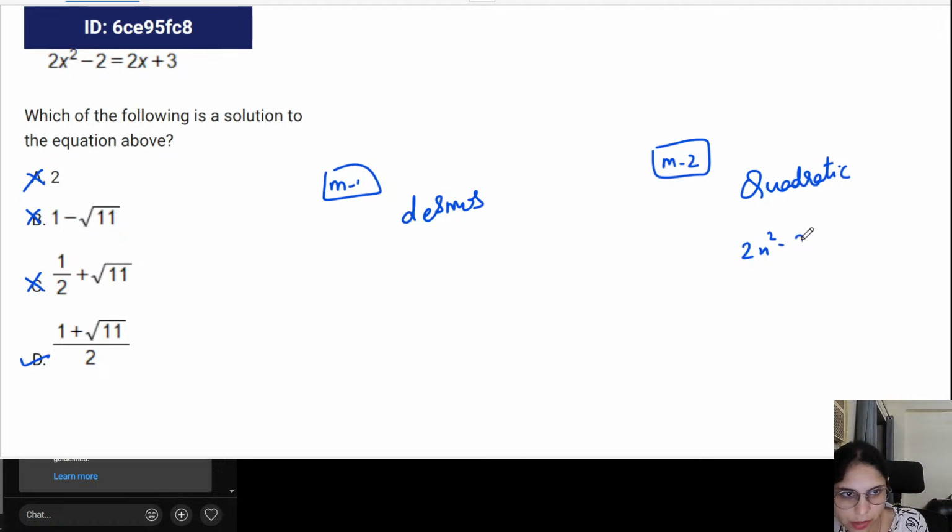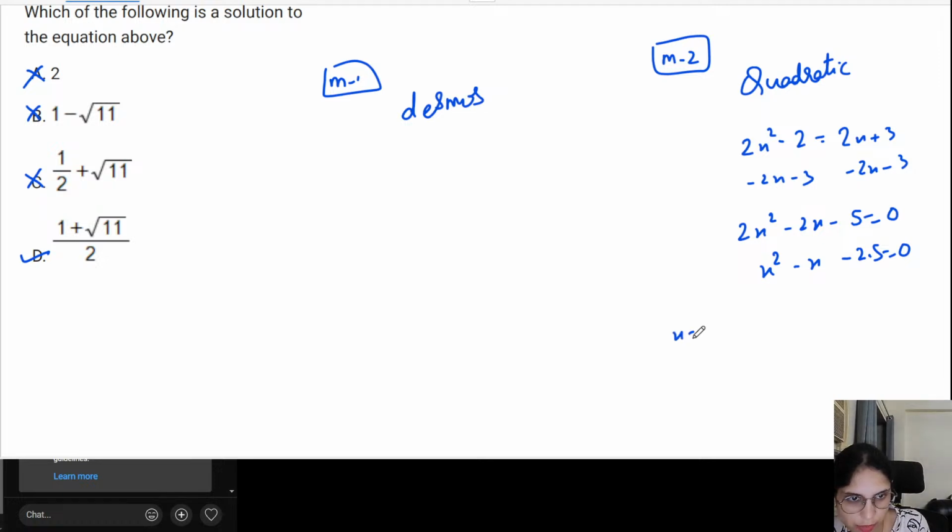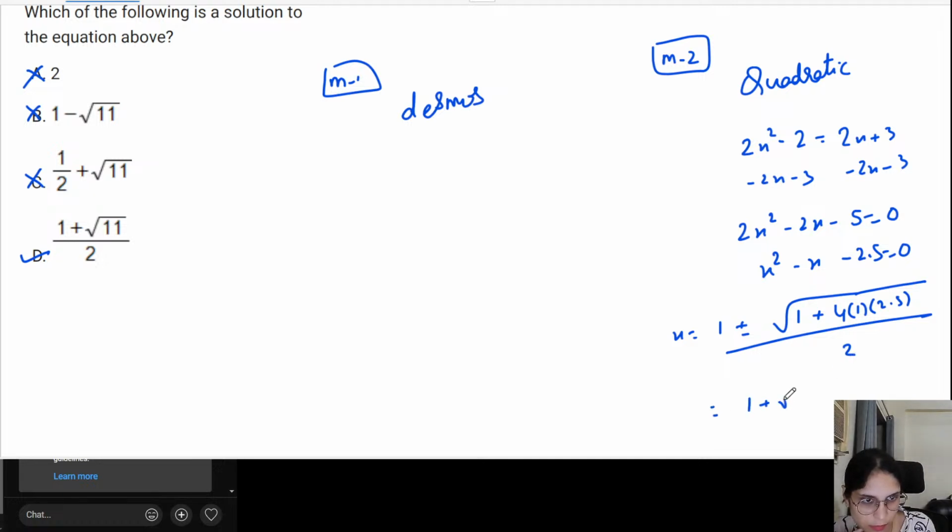So 2x squared minus 2 is equal to 2x plus 3. Subtract 2x and 3. So 2x squared minus 2x minus 5 is equal to 0. X squared minus x minus 2.5 is equal to 0. So x will be 1 plus minus 1 plus 4 times 2.5 is 10. So you're getting it. So it's also not that tough. You can choose whatever you like.